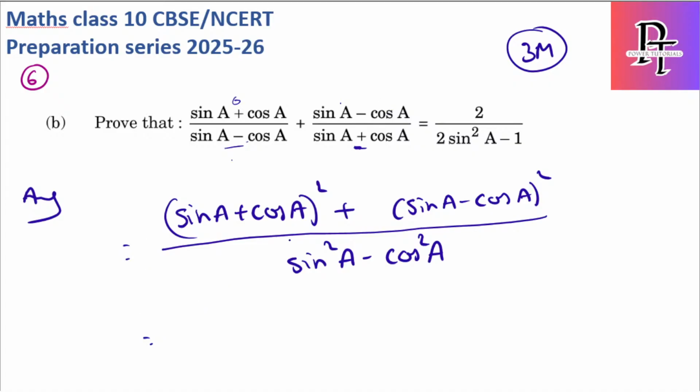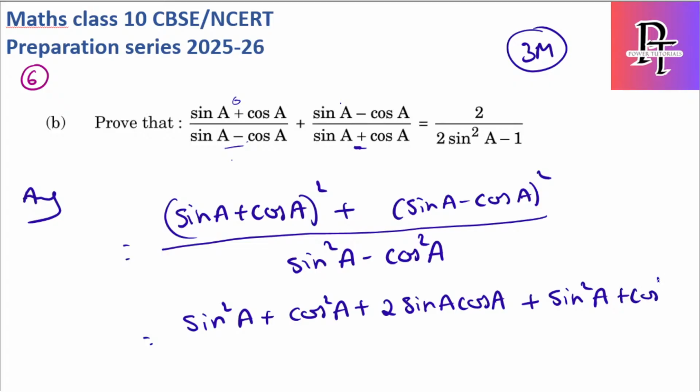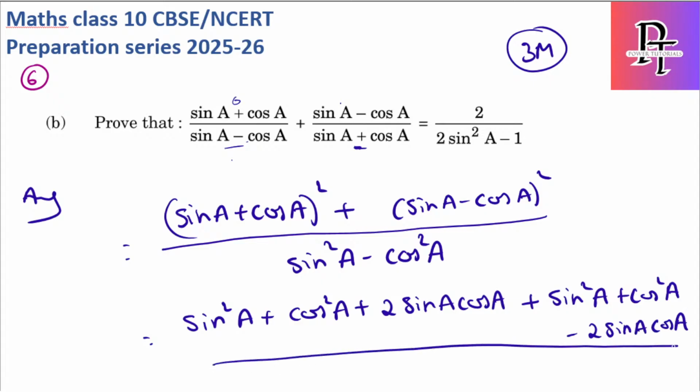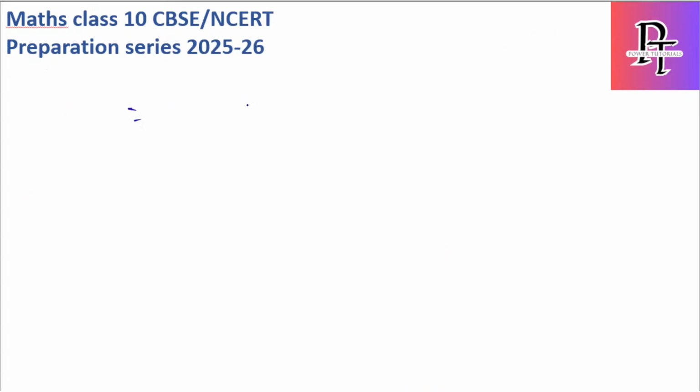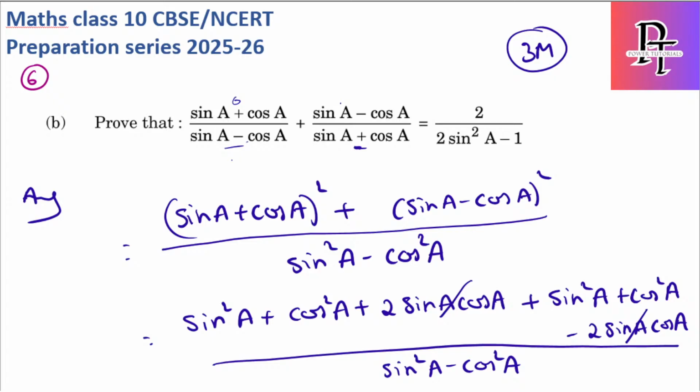So what is the formula for (a plus b) whole square? A plus b whole square is a square plus b square plus 2ab. So this becomes sin square A plus cos square A plus 2 sin A cos A. Sin minus cos is sin square A plus cos square A minus 2 sin A cos A, by sin square A minus cos square A. So this 2 sin A cos A and minus 2 sin A cos A get cancelled out. Sin square A plus cos square A, we know the identity is 1. So this becomes 1 plus 1 by sin square A minus cos square A.